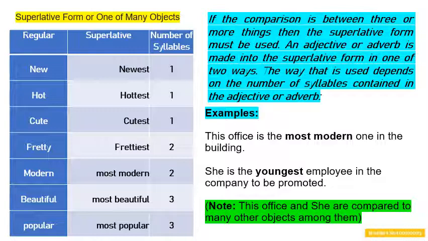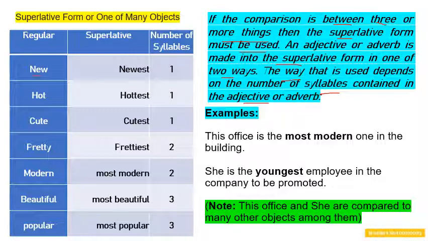If the comparison is between three or more things, then the superlative form must be used. Before, it was just one, and comparative degree comparisons are two. Now superlative is three or more items to be compared. An adjective or adverb is made into the superlative form in one or two ways, same as the previous one, and the rule depends on the syllables of the adjective or adverb.